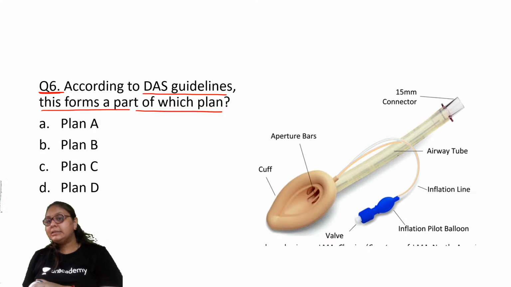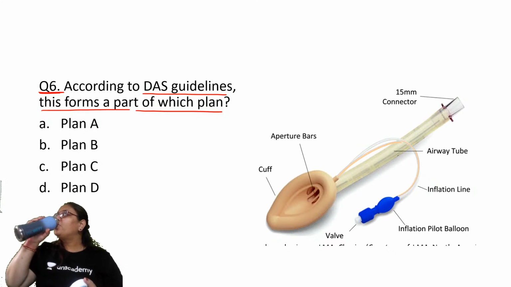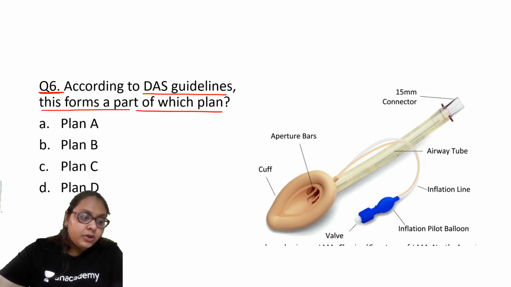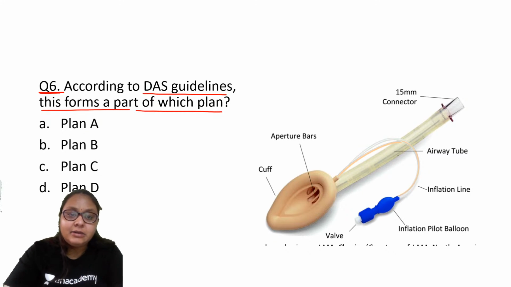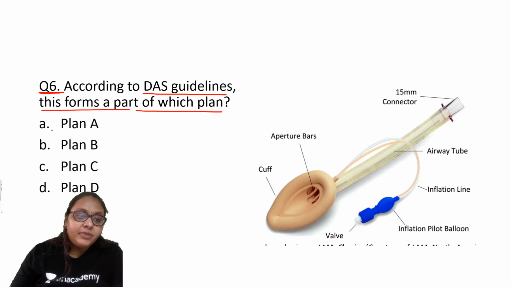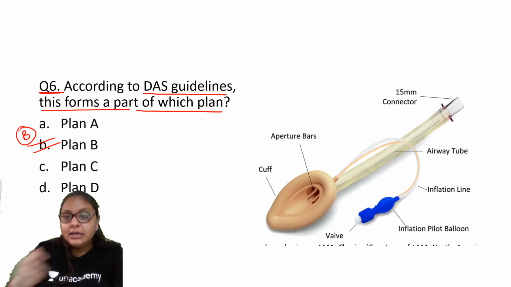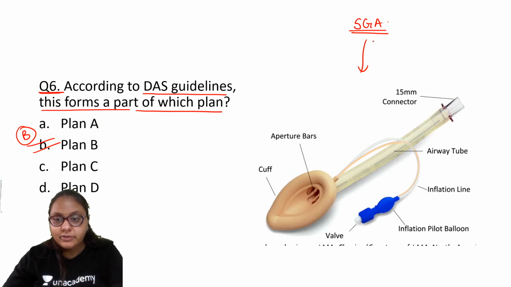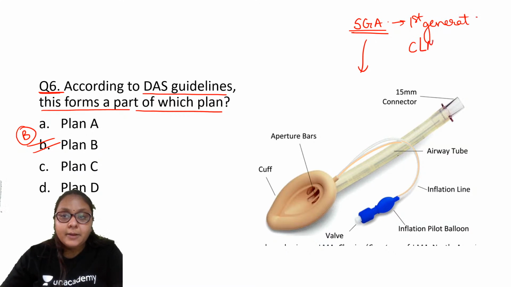First of all, what is it? What device is it? Okay, Dr. Piyush has answered it B. It is right. It is plan B. Okay, the answer is B. What is it? It is a supraglottic airway device. What generation? It is first generation supraglottic airway device. It is classic LMA.